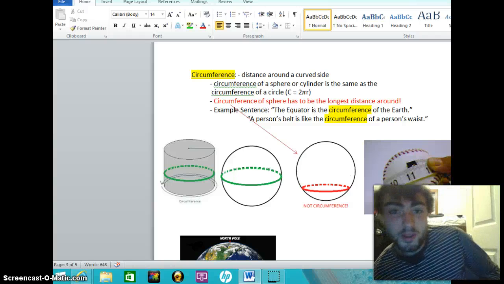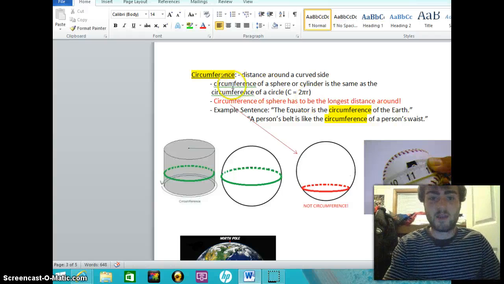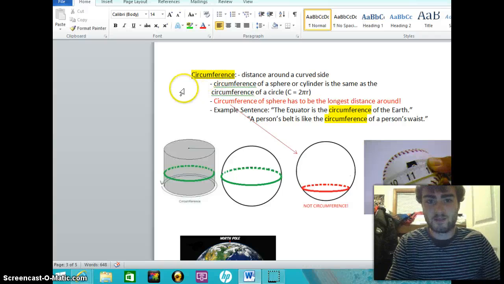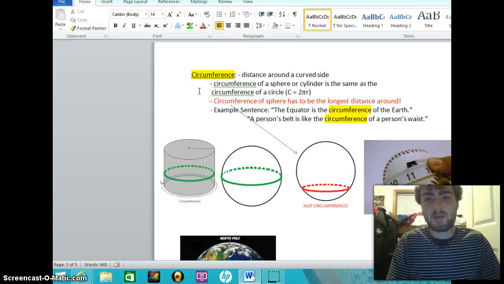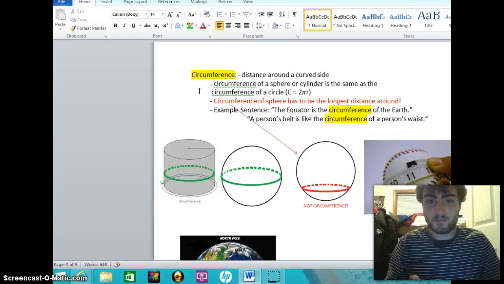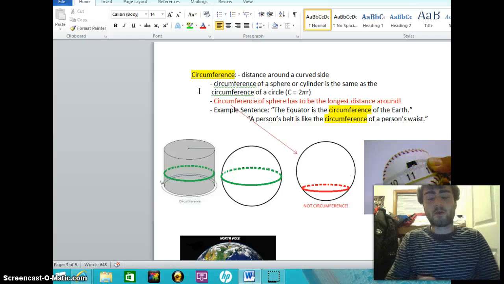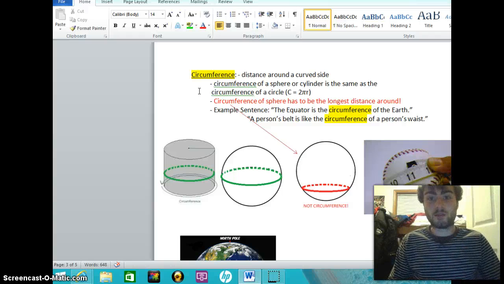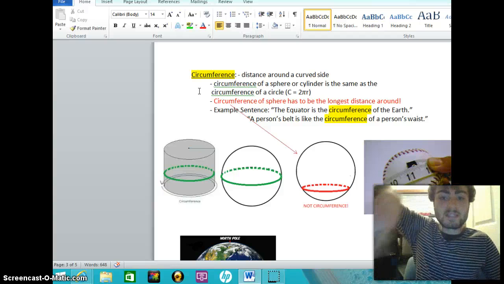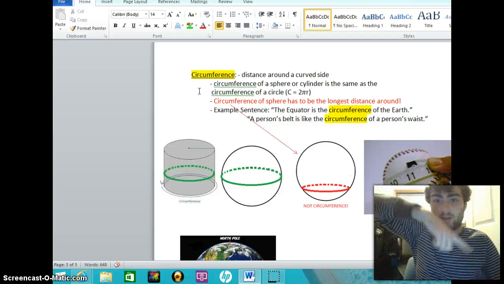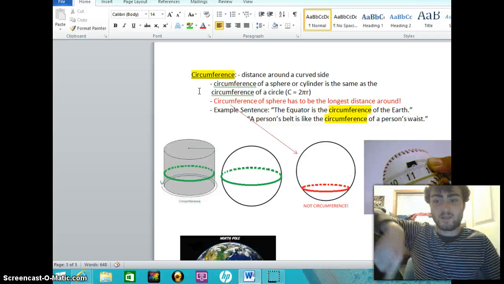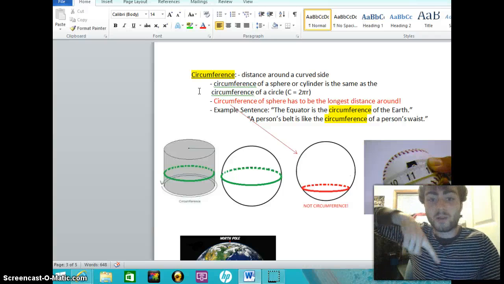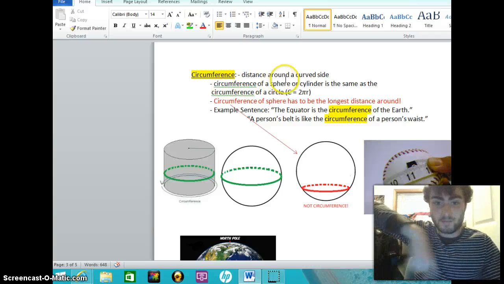The next word that I'd like you to learn is circumference. Circumference. Please repeat that as I say it. 1, 2, 3. Circumference. Now, when you think of circumference, I want you to think of the distance around an object. The distance around a curved side.